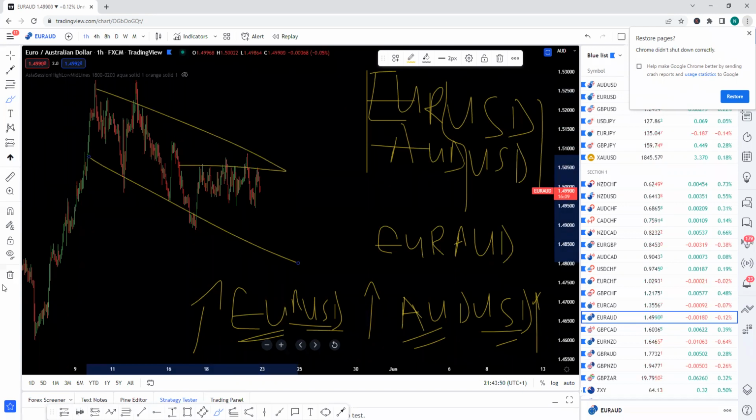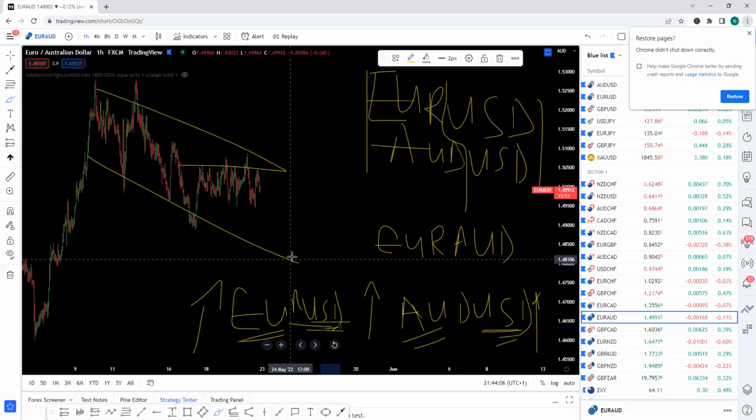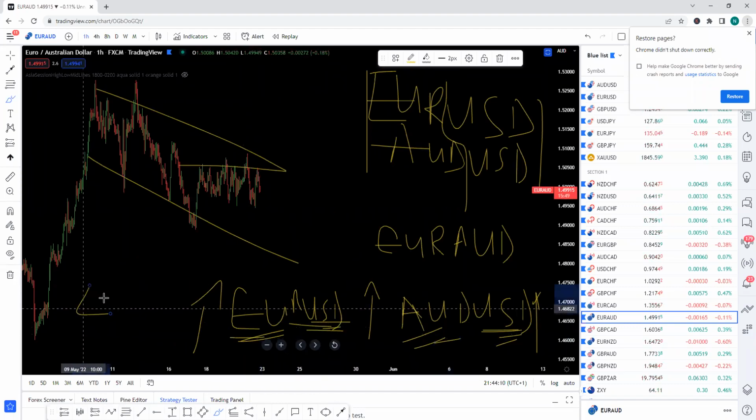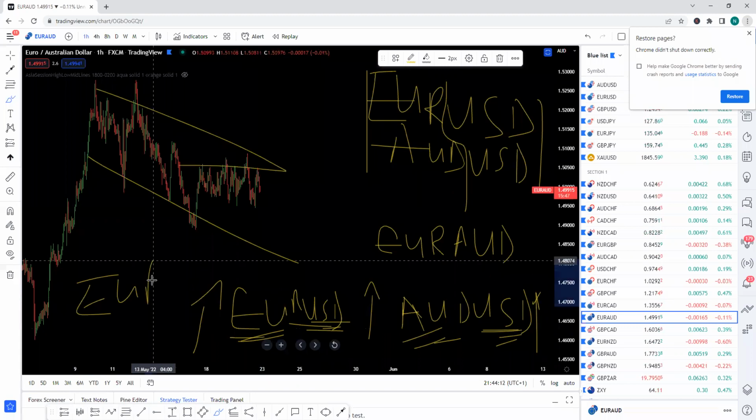If you don't understand me, talk now. AUD USD was going up, was bullish. Euro USD was bullish. So it then means that USD was weak, AUD was strong. USD was weak, Euro was strong. And then when you now combine Euro and AUD together, you form Euro AUD. So you are combining two currencies that are very strong together.